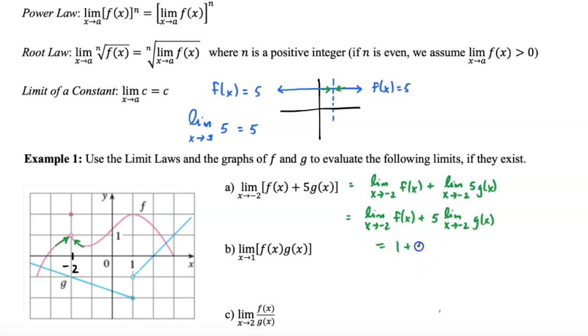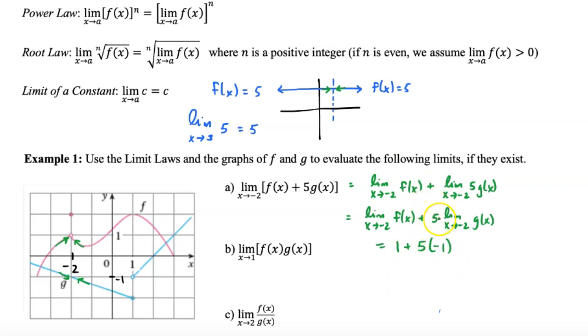Now I'm adding to it 5 times the limit as x approaches -2 of g of x. So now I'm looking at this bottom curve, this blue curve. And I'm seeing what happens as I get closer and closer to -2 from the left and from the right, following this blue curve. Well, now it looks like from the left and from the right, I'm getting closer and closer to what looks like -1. This looks like -1. And so this limit is going to be -1.